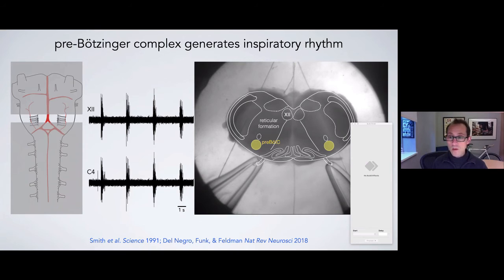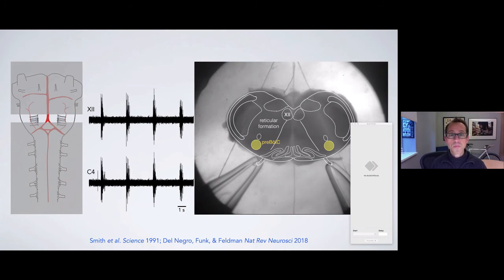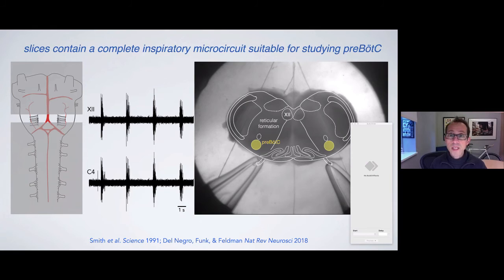So the point I want to make here is that the pre-Bötzinger complex is retained. That's the site of the inspiratory rhythm. But a slice of tissue contains a complete inspiratory microcircuit, which is suitable and in fact advantageous for studying pre-Bötzinger function in vitro in the laboratory. And we're going to make great use of this preparation as we move forward in the talk.